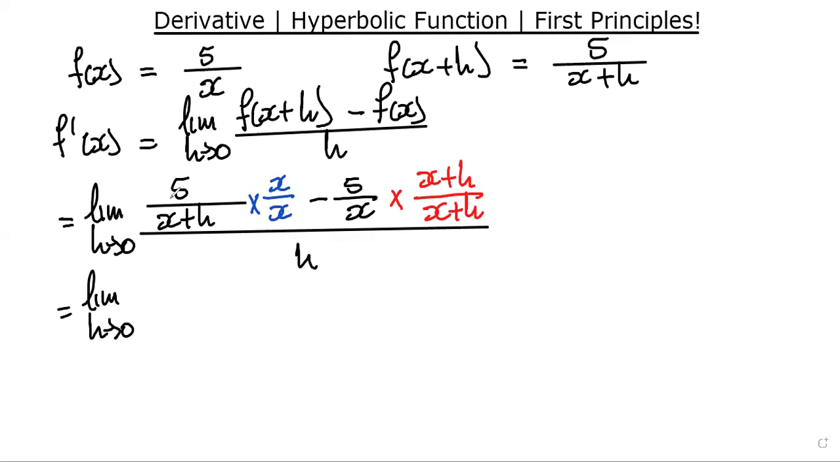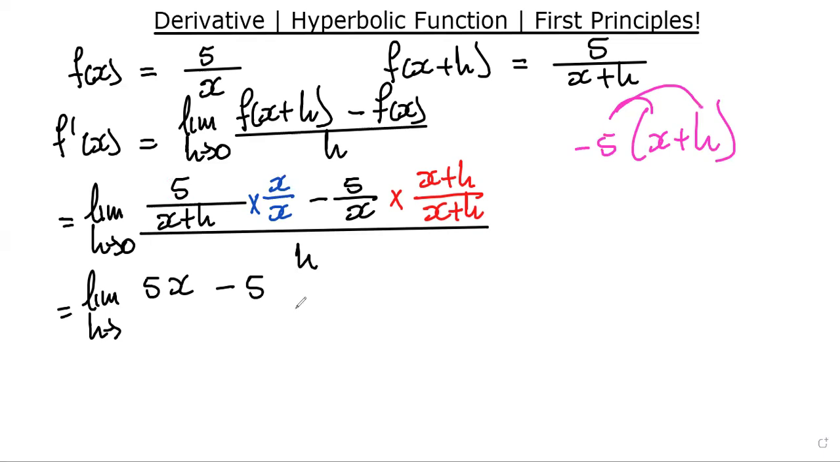Well, we say numerator times numerator, we get a solid 5x. And then we say negative 5 multiplied by x plus h. Well, this is the same as having negative 5 into x plus h. So you need to distribute your negative 5. And when you do, you get negative 5x, and then you say minus 5h there.